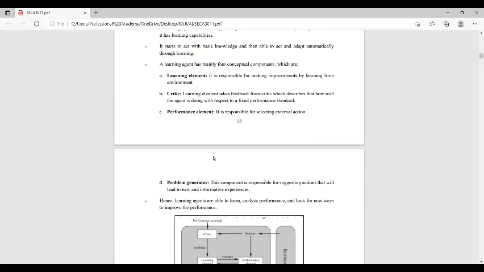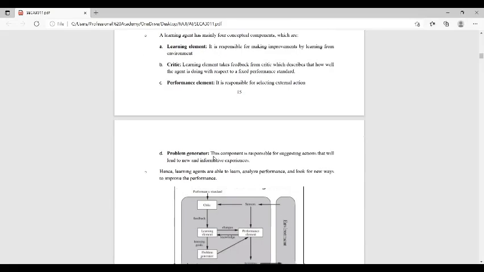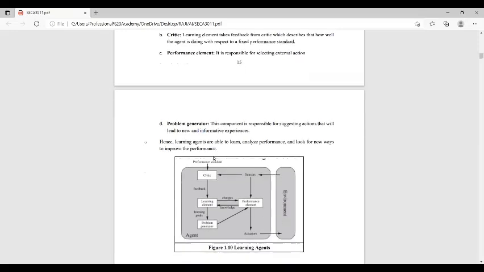The learning element is responsible for making improvements by learning from the environment. It just learns from the environment and makes improvements. That responsibility belongs to the learning element. Critic means the learning element takes feedback from the critic, which describes how well the agent is doing with respect to a fixed performance standard. The performance element is responsible for selecting external actions.